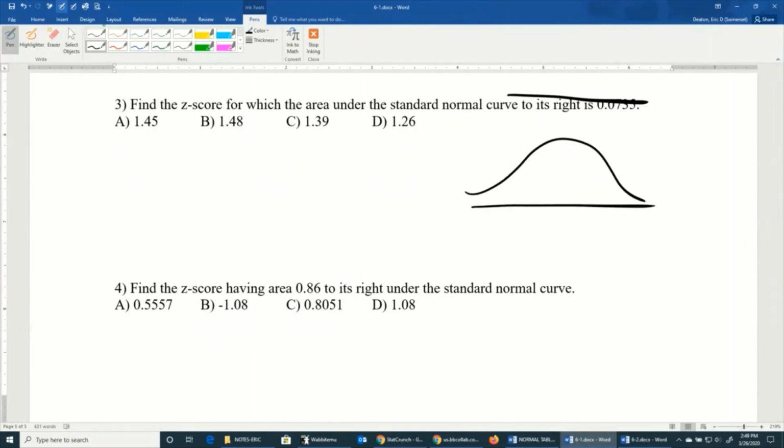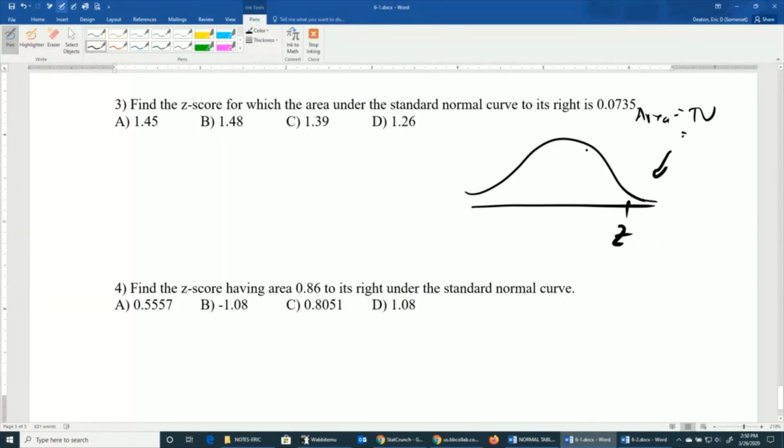This time the area to the right is given. The area to the right is 0.0735, so it's going to be way over here, because the area to the right is a really small area. So there's a z-score we're looking for. The table value is 0.0735. That's just horrible handwriting. Have you noticed that?